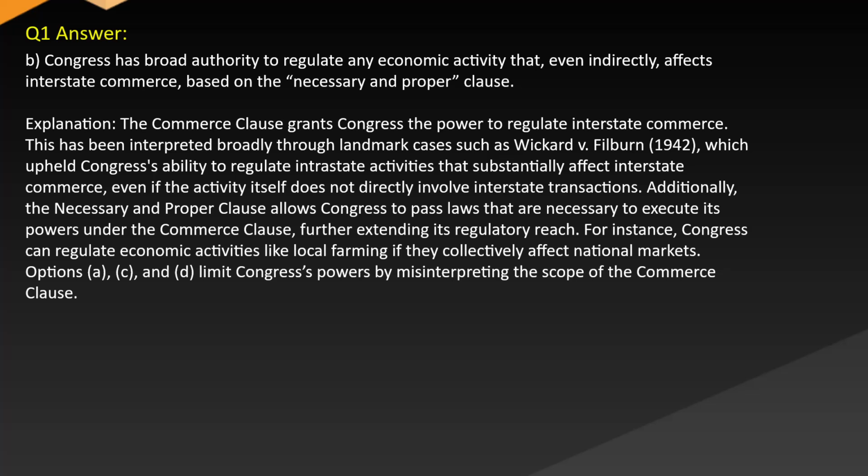The Commerce Clause grants Congress the power to regulate interstate commerce. This has been interpreted broadly through landmark cases such as Wickard v. Filburn, 1942, which upheld Congress's ability to regulate interstate activities that substantially affect interstate commerce, even if the activity itself does not directly involve interstate transactions. Additionally, the necessary and proper clause allows Congress to pass laws that are necessary to execute its powers under the Commerce Clause, further extending its regulatory reach. For instance, Congress can regulate economic activities like local farming if they collectively affect national markets. Options A, C, and D limit Congress's powers by misinterpreting the scope of the Commerce Clause.